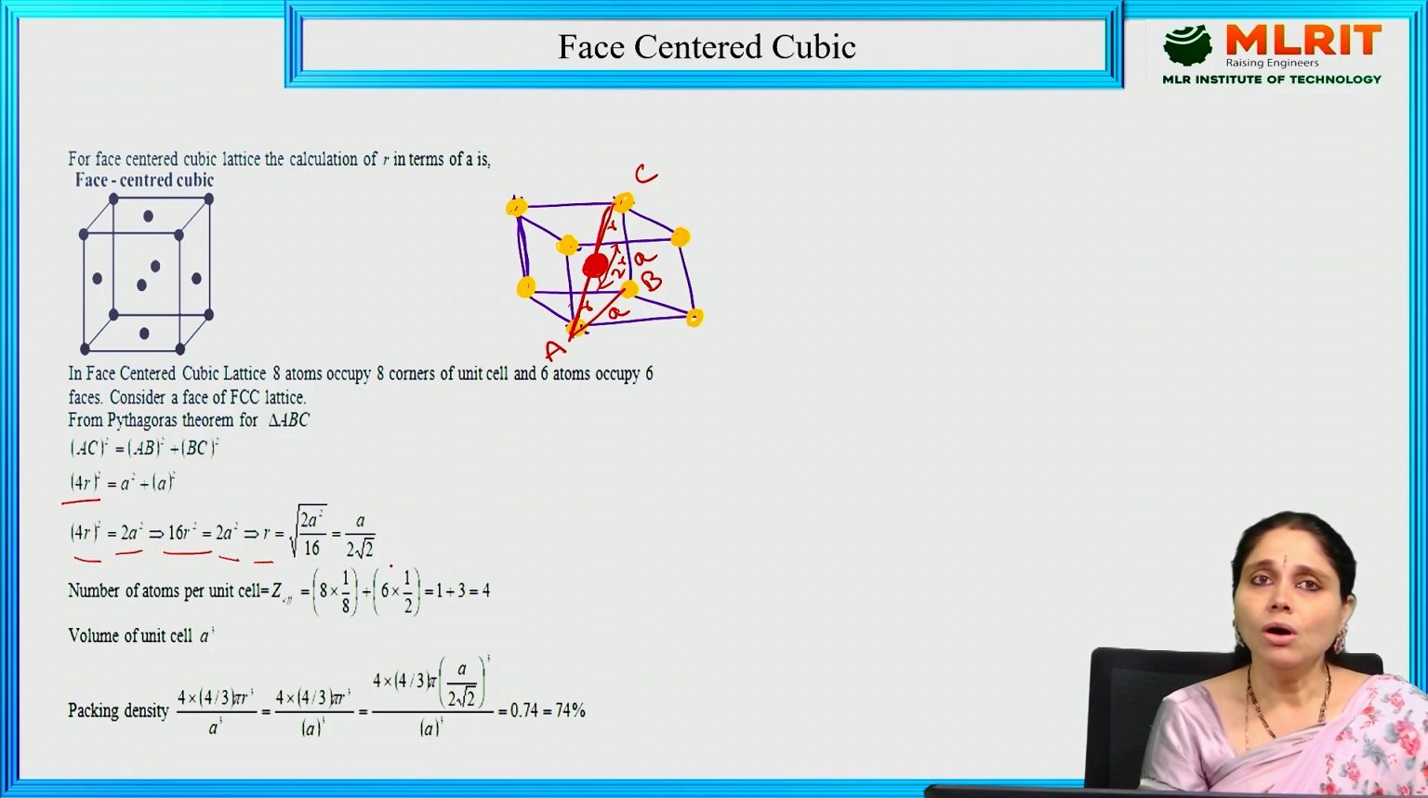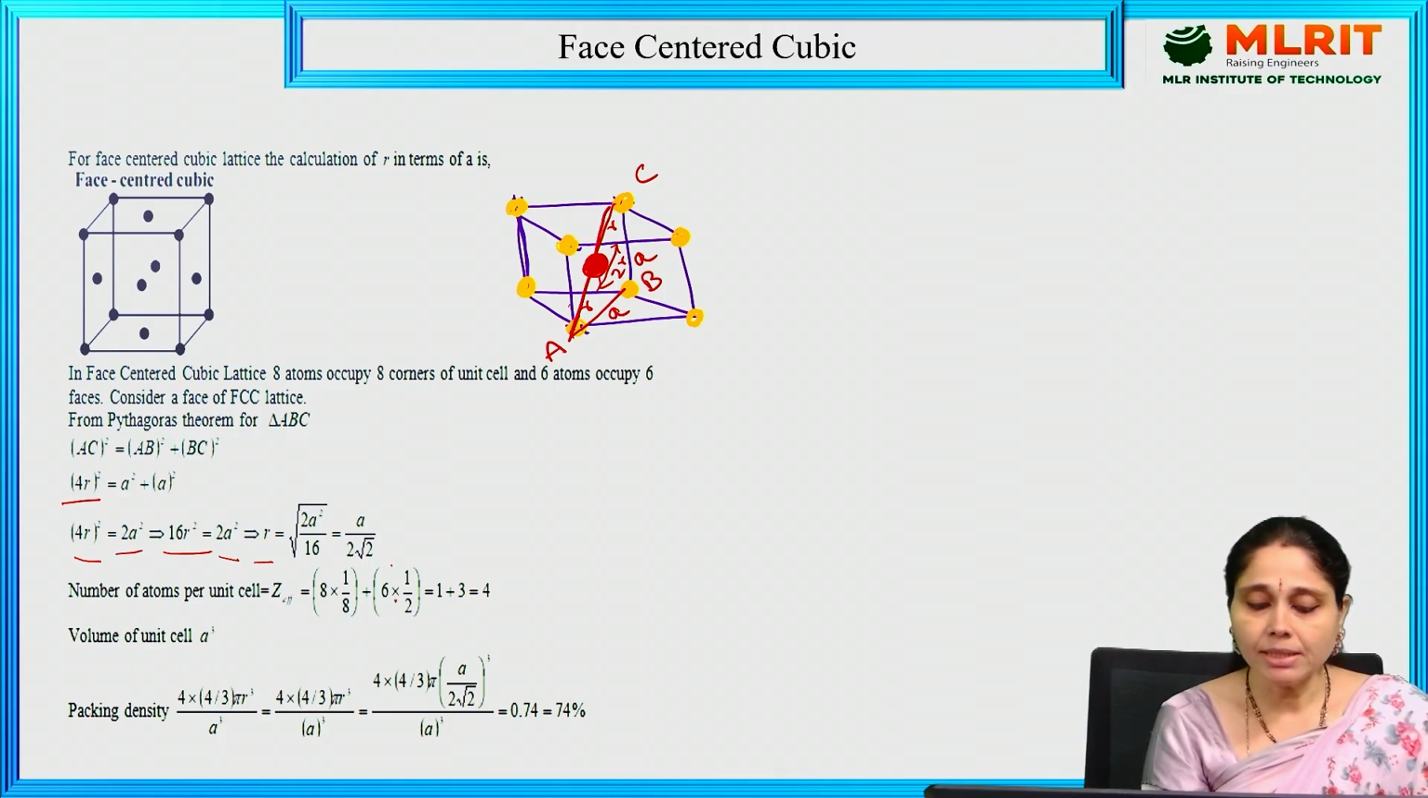Okay. So the effective number of atoms is equal to 8 into 1 by 8 plus 6 into 1 by 2. As we have already seen, there are 4 effective number of atoms. So the packing density or atomic packing factor is equal to effective number of atoms into volume of the unit cell by total volume of the cell. The effective number of atoms is 4.